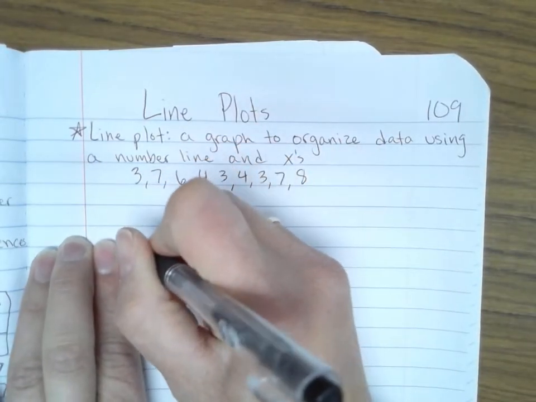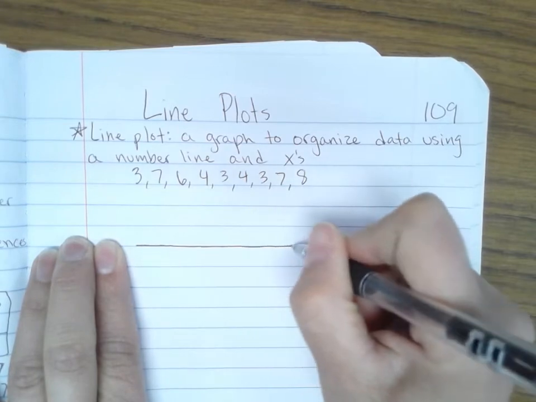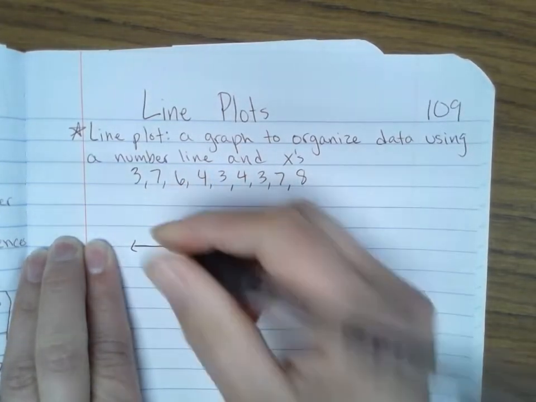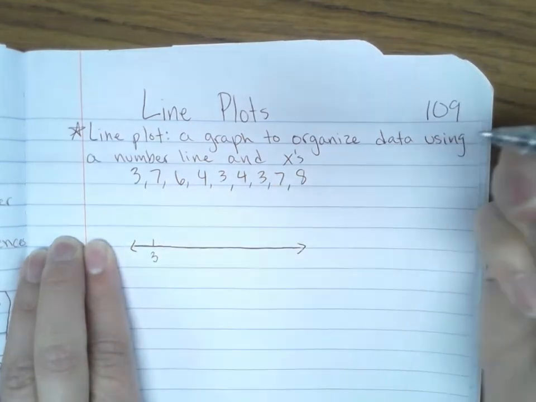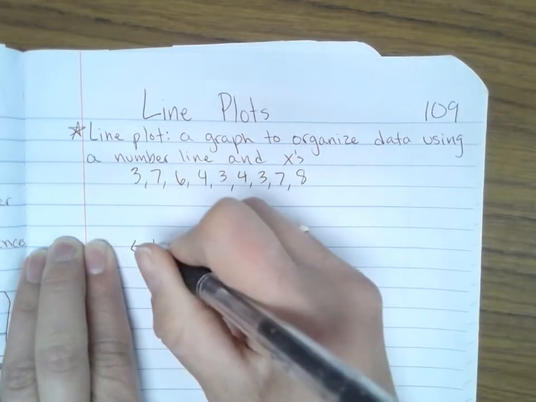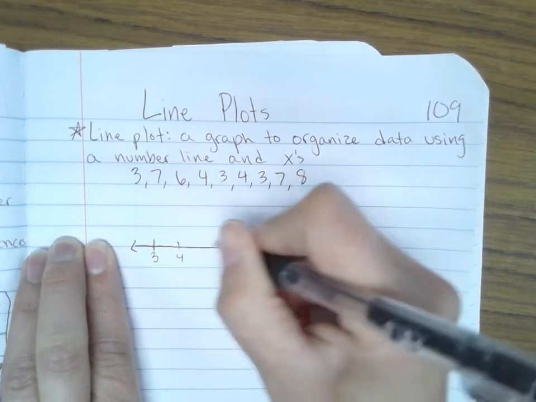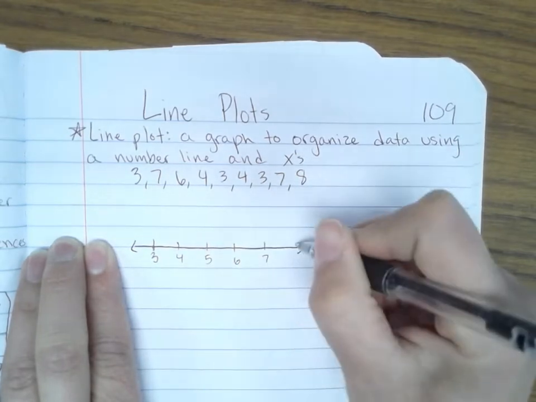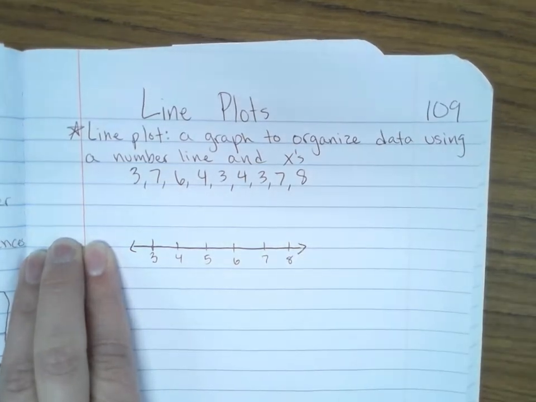So we're going to make a number line. The lowest and highest, so we need to go from 3 up to 8. So 3, 4, 5, 6, 7, and 8. Now we just put an X for every time we see that number.